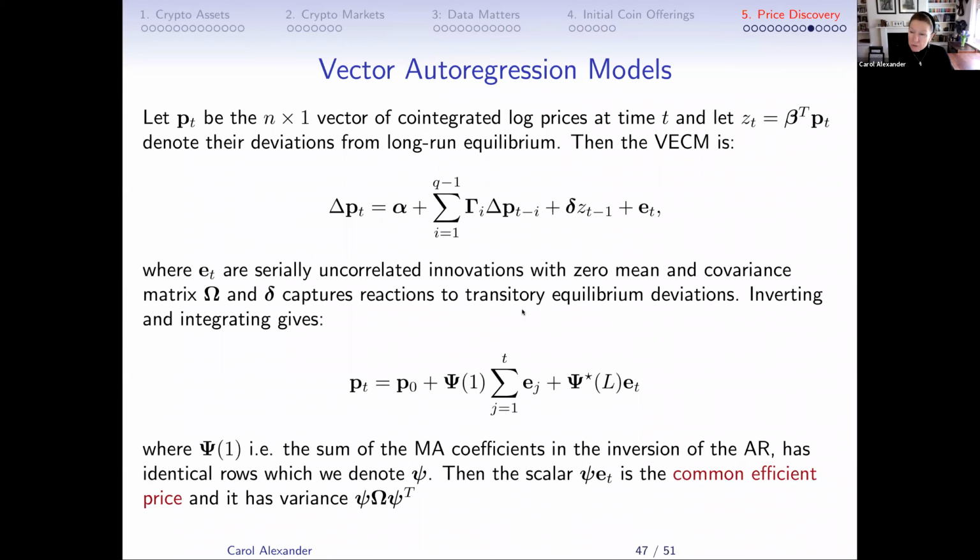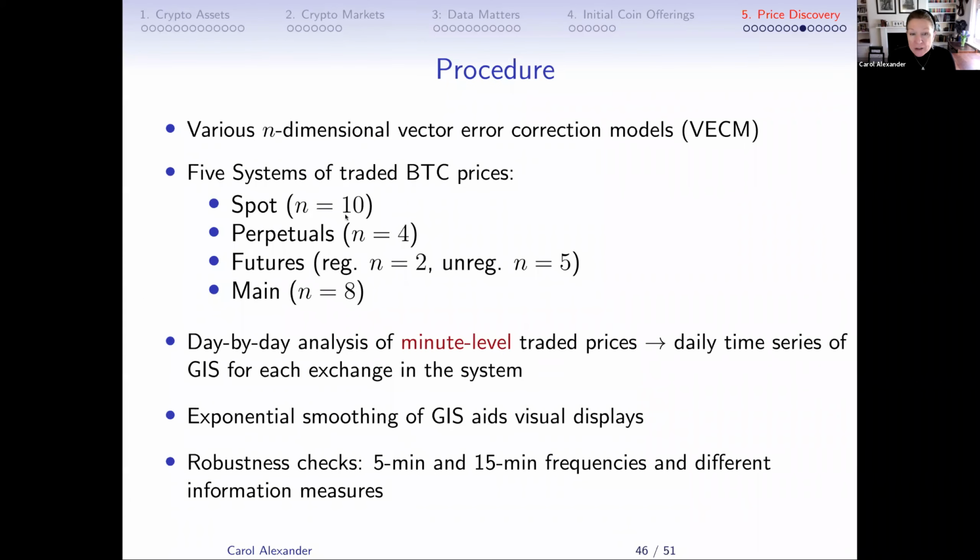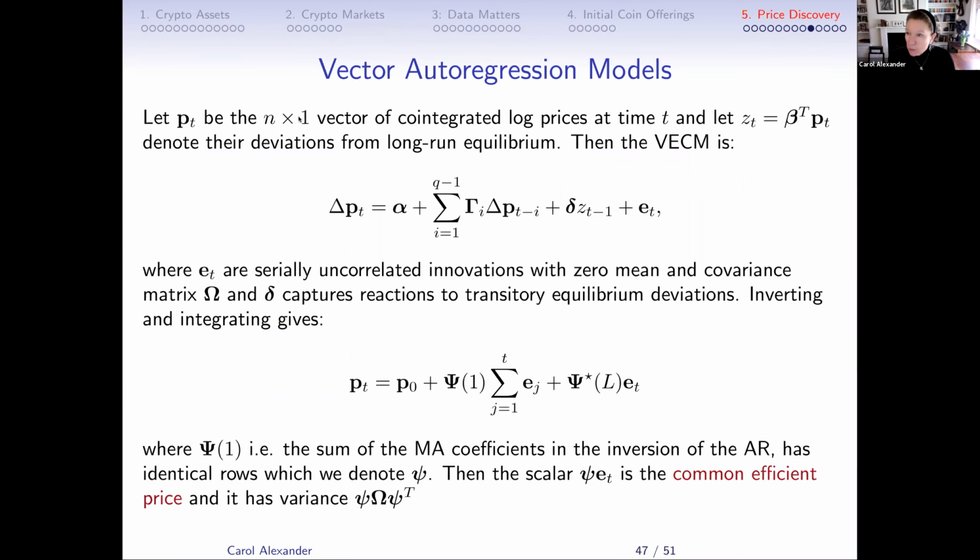So this is the vector autoregression model. So P will be an n-dimensional vector, okay? So it could be, for example, the 10 spot prices, or it could be 4 perpetuals prices, etc. So suppose we've got 10 spot prices here on Coinbase, Bitstamp, Bitfinex, Itbit, and so forth. And they're all measured at that minute. So it's the last traded price in that minute. And then we've got this standard disequilibrium term. These are the deviations, called disequilibrium.